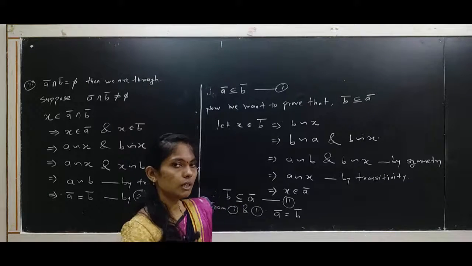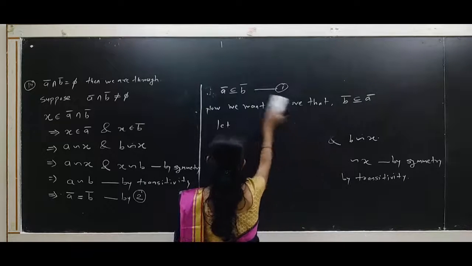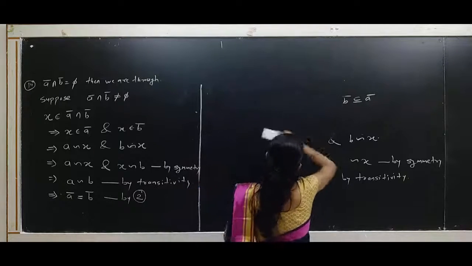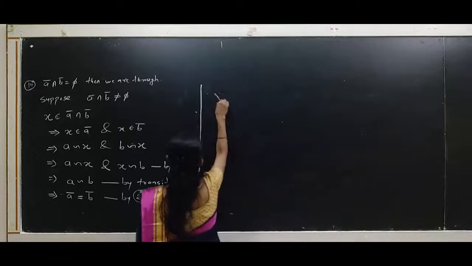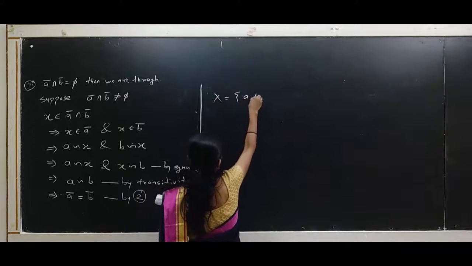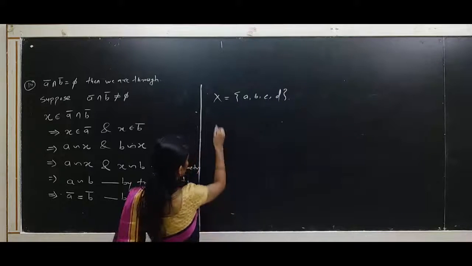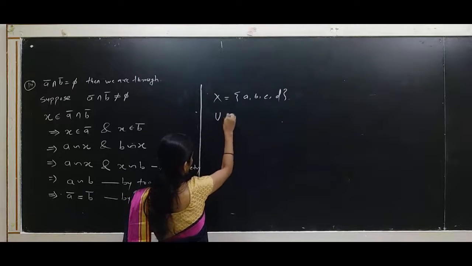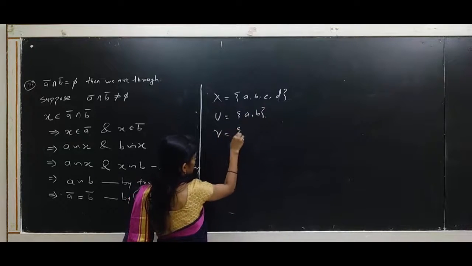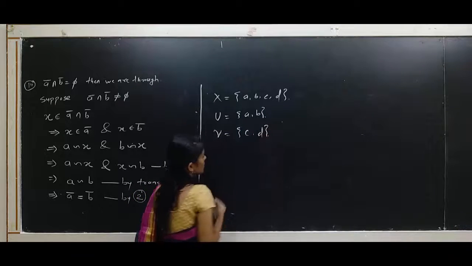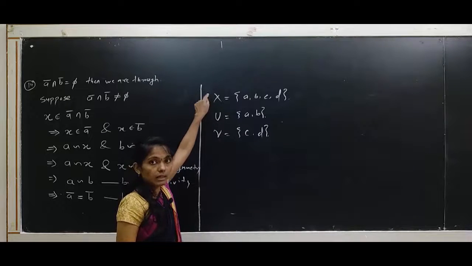Now next, partition. So here we see the concept of partition. Equivalence classes form a partition. So here we take the set X. Suppose set X is equal to A, B, C and D. Okay, this is the set X. Now we consider a partition. Suppose set U contains the elements A and B. Set V contains the elements C and D. So here U and V is a partition of set X.